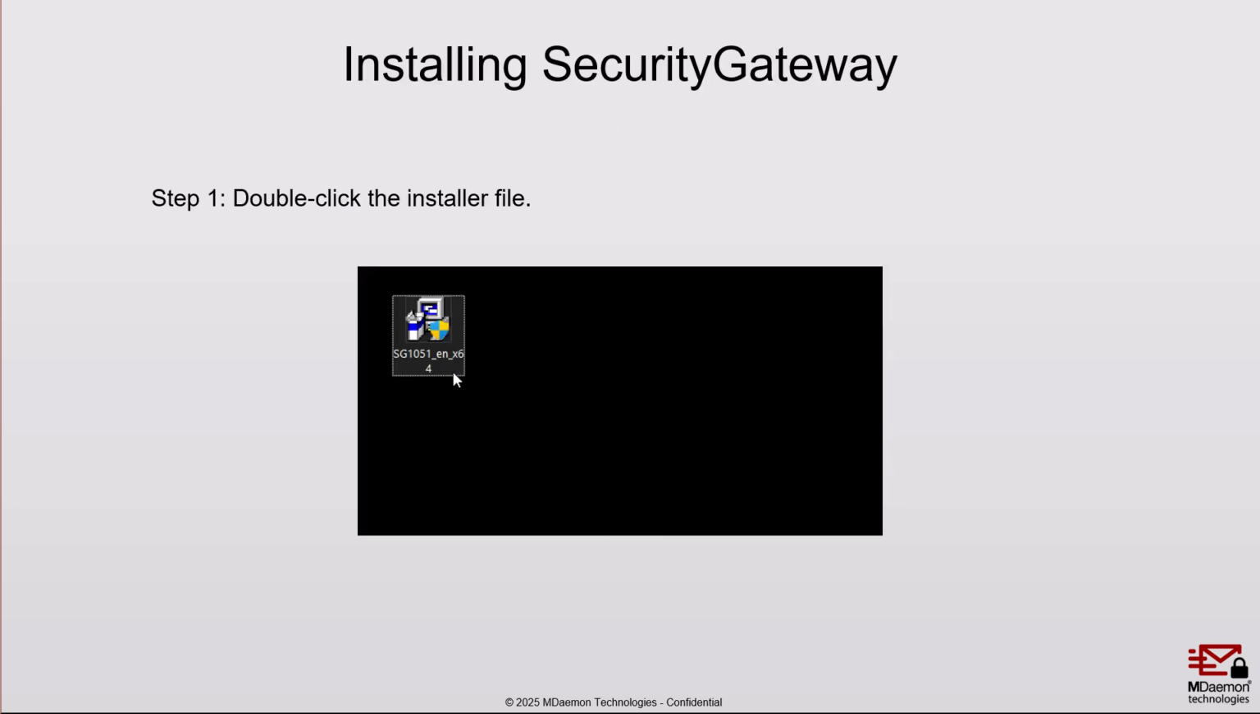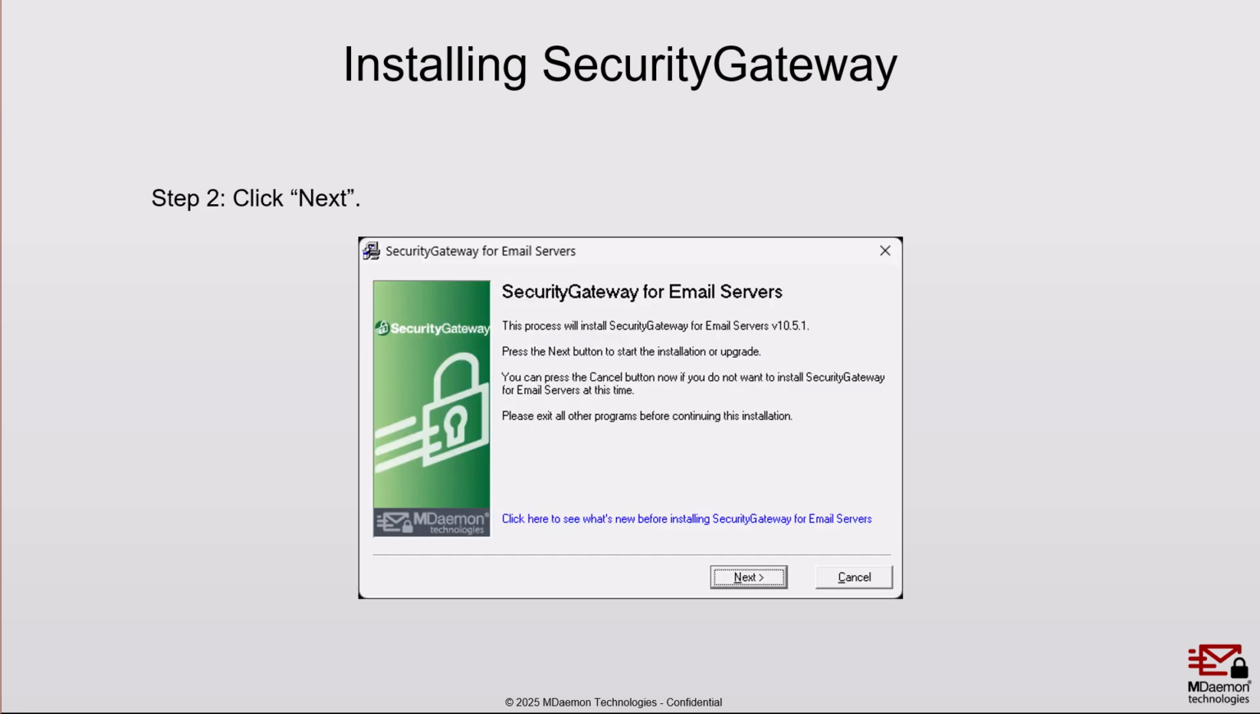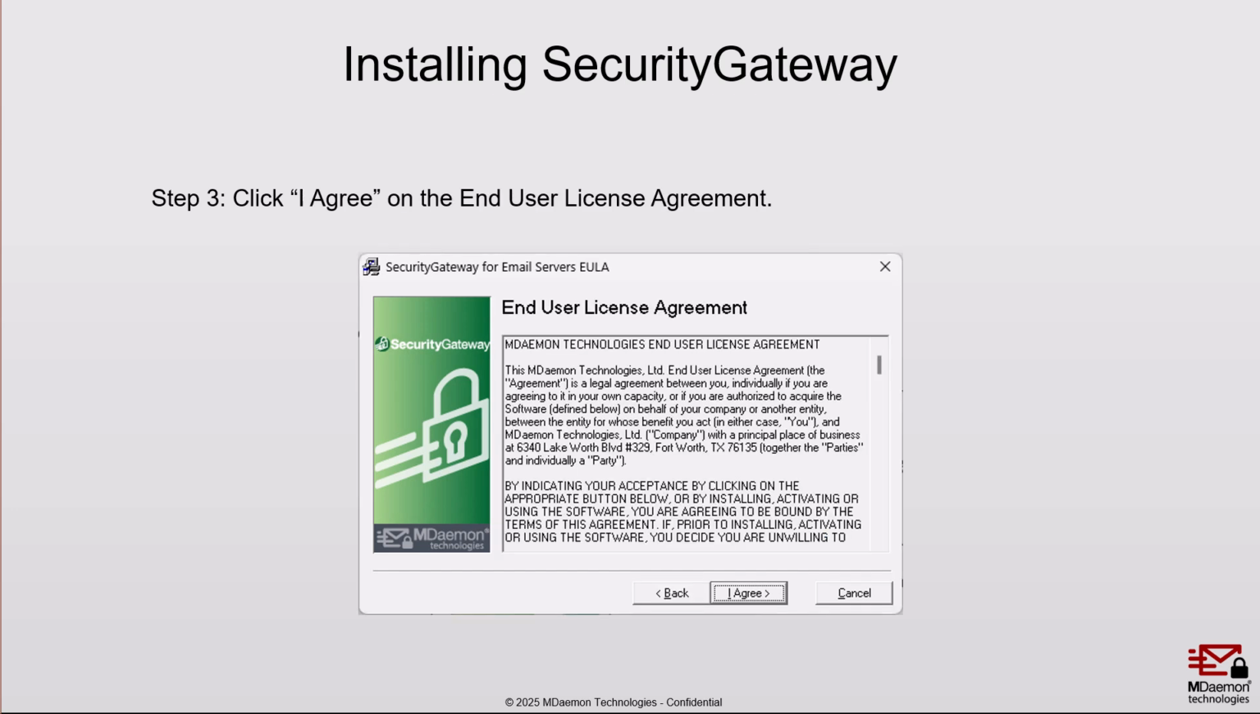The process for installing Security Gateway is pretty straightforward. You can download a 30-day fully functional free trial of Security Gateway on our website at mdamon.com. And when you download the installer file, you simply double-click on it to run the installation. And then on the screen that you see here, simply click on Next. Basically, this is the welcome screen. Be sure to click I agree on the end user license agreement.